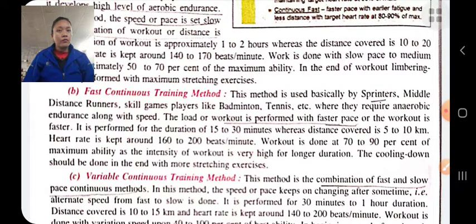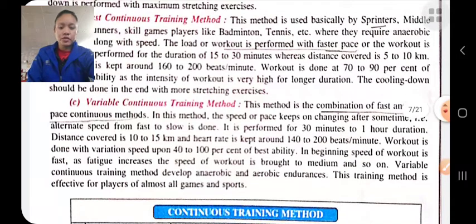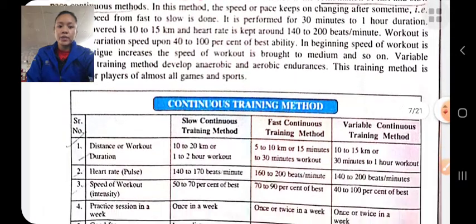In fast continuous training methods, our speed is very fast. We do the activity with high intensity, and the duration of the workout is approximately 15 to 30 minutes, or 5 to 10 kilometers. Our intensity is high. Next is variable continuous training methods. It is a combination of fast and slow. Sometimes our speed is high and sometimes it is slow. This method helps to develop both aerobic and anaerobic endurance.